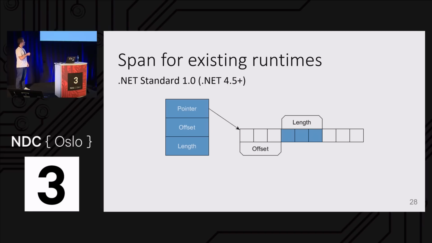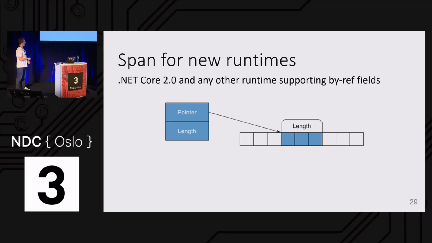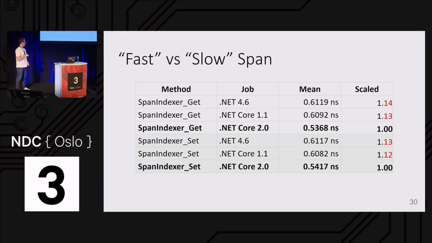Why don't we merge pointer and offset? Because the old garbage collectors, existing ones, wouldn't know how to update the pointer when the memory is being moved during the compact phase. So the new runtimes, they have merged it. As of today, only .NET Core 2.0 has a native implementation for span. So they've been just merged. It's super simple, 2 fields. And some people call these 2 versions slow and fast span.